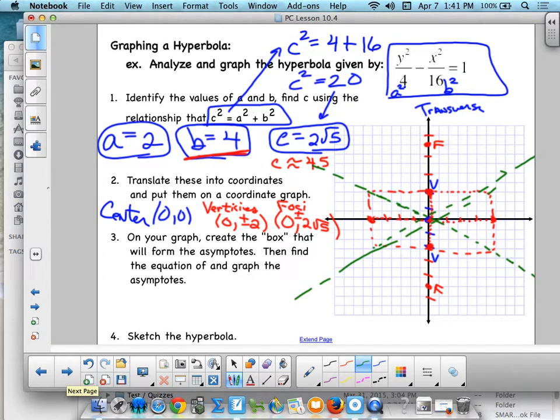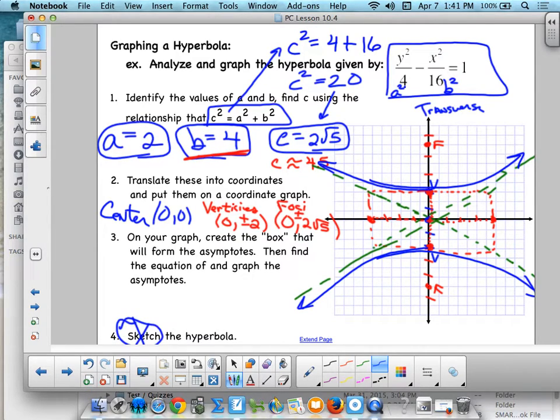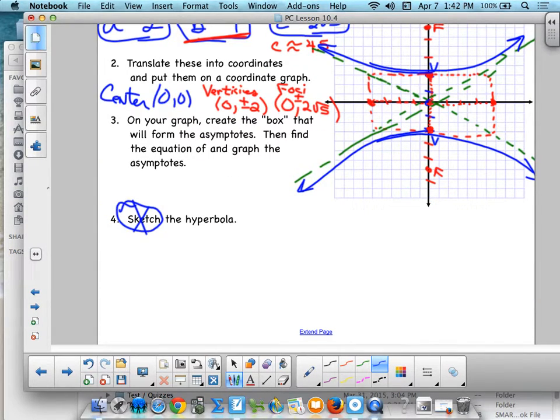From there, guys, a quick sketch is simple. All you do is grab the vertex, follow the asymptote out. There we go. I did the sketch. Sketch is done. So what haven't I done? Create the box. I did it. That will form the asymptotes. Then find the equation. This is what I haven't done.